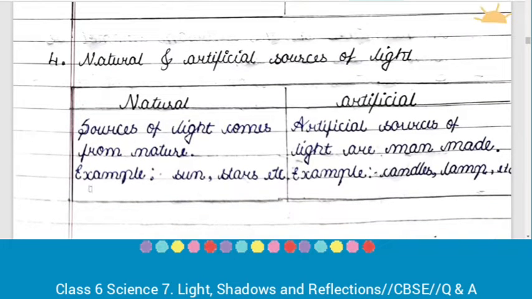Fourth difference is natural and artificial source of light. Natural source of light means the source of light comes from nature. Example, sun, stars, etc. Artificial sources of light are man-made. Example, candles, lamp, etc.